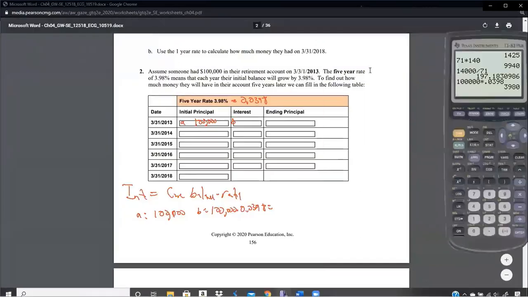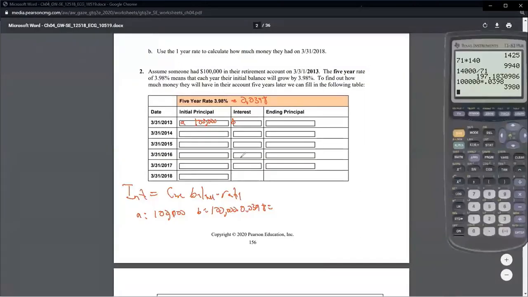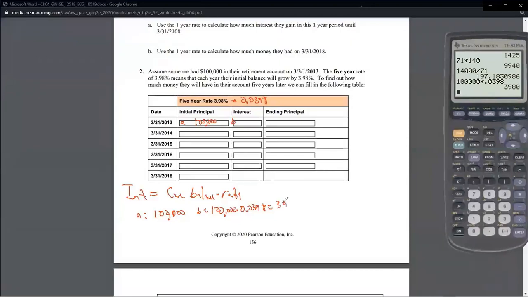Calculator up there though for this part. There we go. 3980. So the amount of interest, and these are in dollars, would be 3980. That is the amount of money Bob just got for free by having $100,000 sitting in an account for a year. So again, this money was sitting in the account for a year.